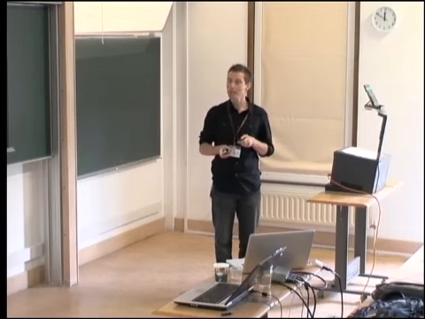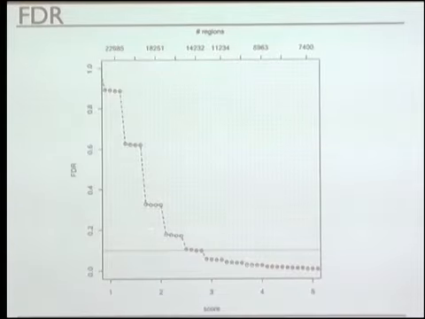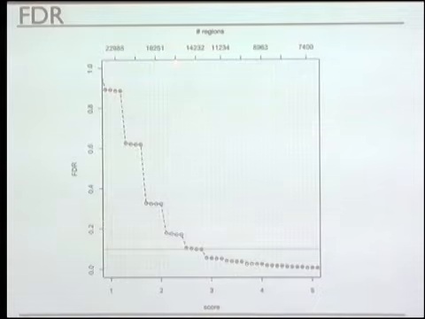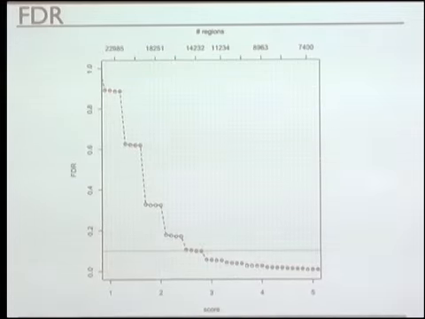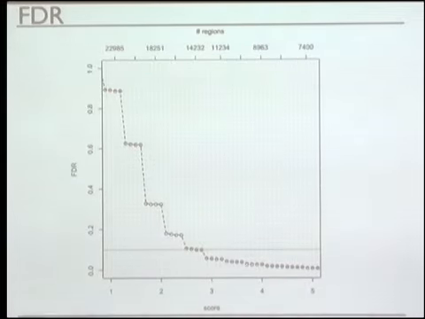Okay, so this is an example of an FDR plot that's generated with our ChIP-Seq package. This is the FDR, this is the score, and that gives you also the number of regions that you get. So here, the gray line is the 10% FDR, and that will tell you that maybe 15,000 regions are called positive in that case.